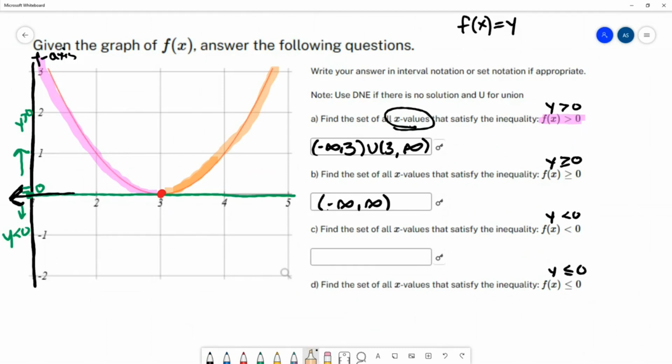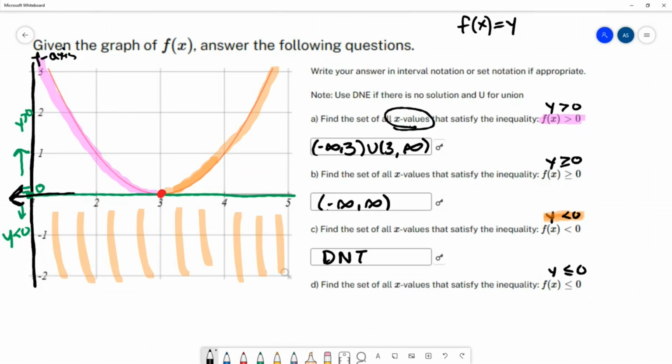For the next one, we're looking for when y is less than 0. So we're looking for any pieces of the graph that are below the x-axis, and there are none. So for this one, we're going to say does not exist, since there are no pieces of the graph below the x-axis.